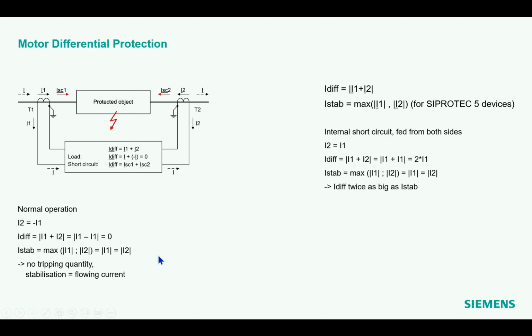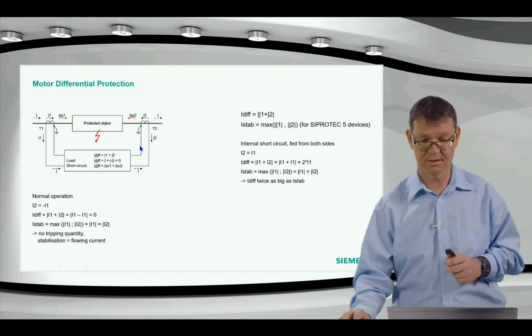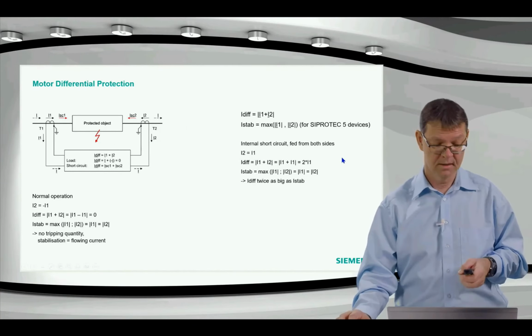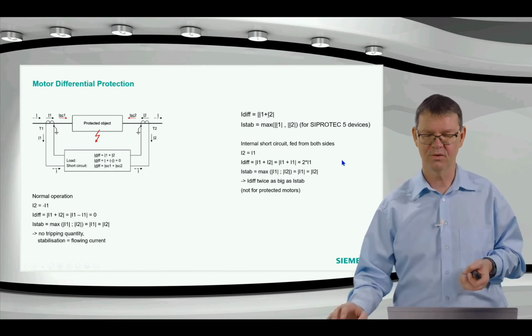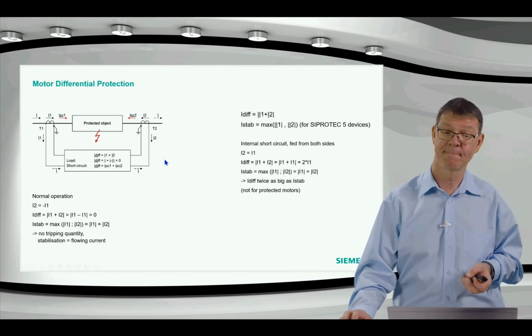Then with this principle for internal short circuits fed from both sides, if both currents have the same amplitude, it can happen that the differential current is twice as big as the stabilizing current. A little bit unusual. If you have the classical or the first method of the stabilizing currents in mind, the differential current can never be bigger than the stabilizing current. Here it is the case with that principle. However, for the motor protection, not, because we don't have an infeed from that side.